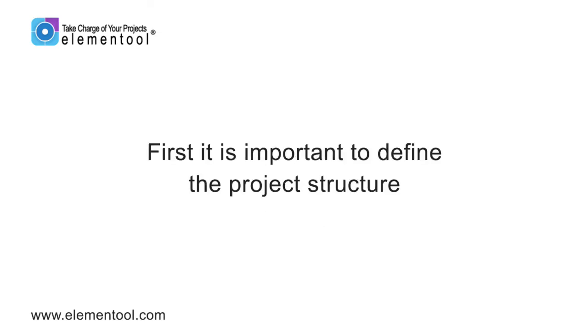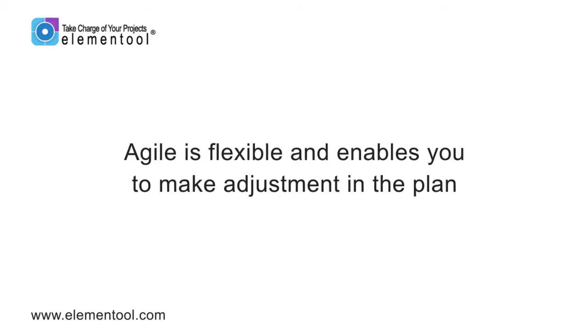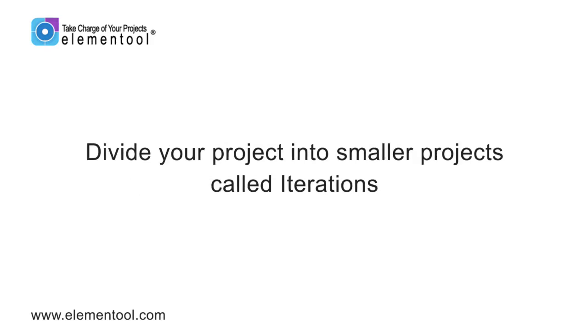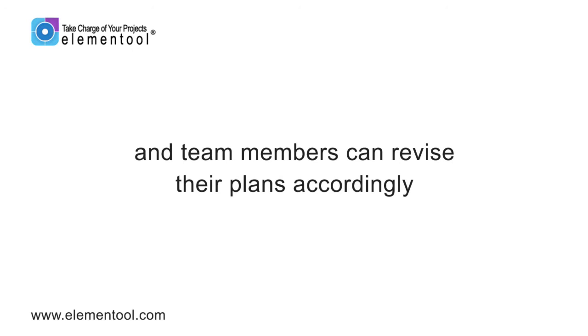When beginning a new project, it's important to first understand what the structure of the project will be. We recommend going with an Agile plan, which is a flexible approach to project management that gives you the ability to make adjustments as needed. Using this planning structure, you will divide your project into smaller mini-projects, which are known as iterations. Iterations allow for a more controlled development process because clients can offer feedback at the conclusion of each iteration, and team members can revise their plans accordingly.